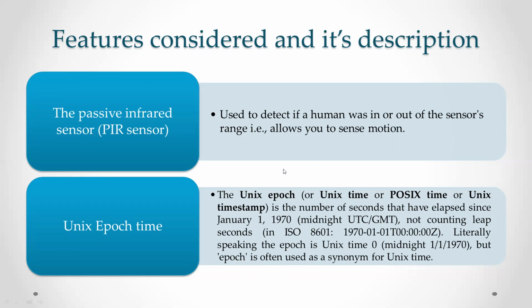The passive infrared sensor, PIR sensor, is used to detect if a human was in or out of the sensor's range. That is, it allows you to sense motion. And Unix epoch time is the number of seconds that have elapsed since January 1st, 1970, not counting leap seconds.